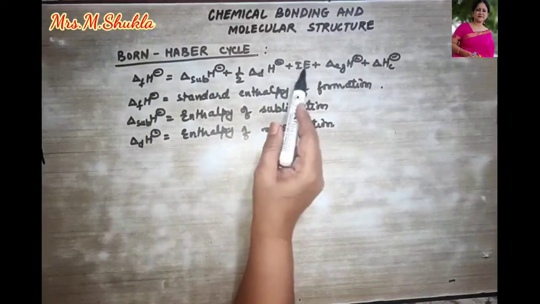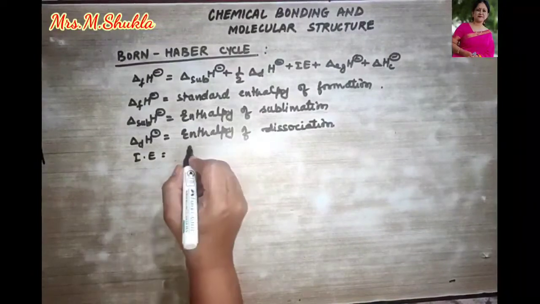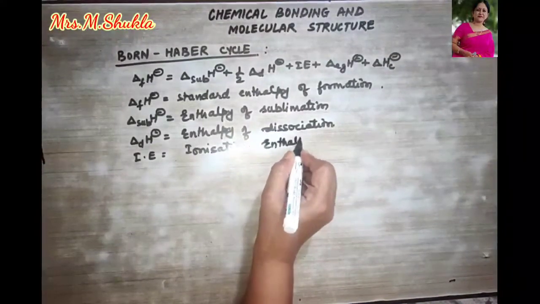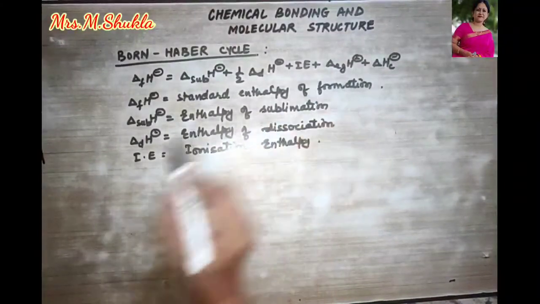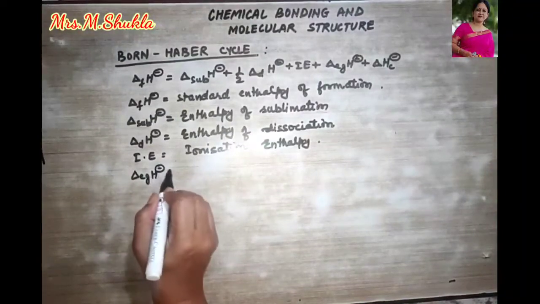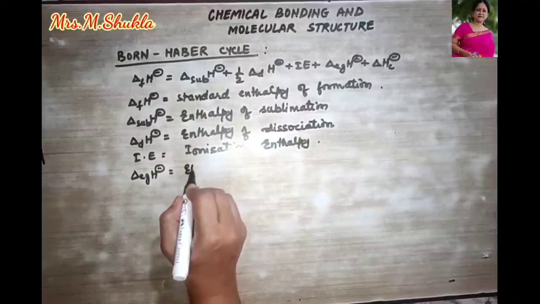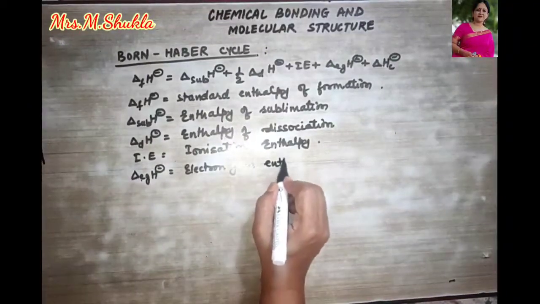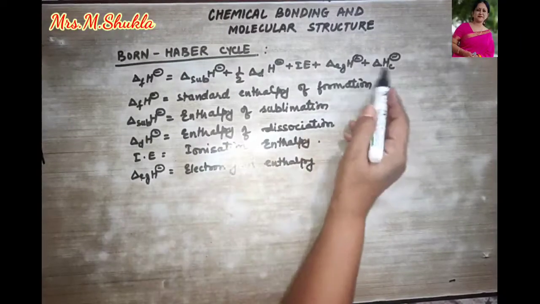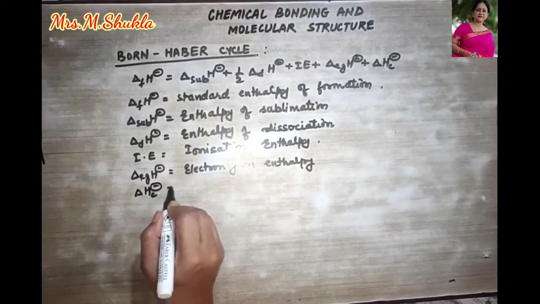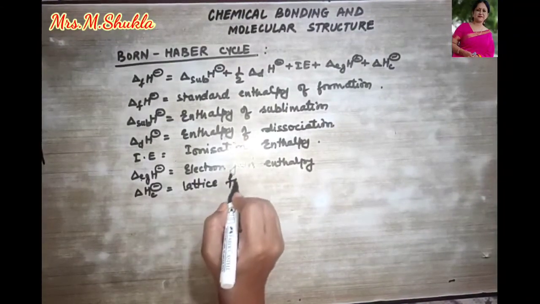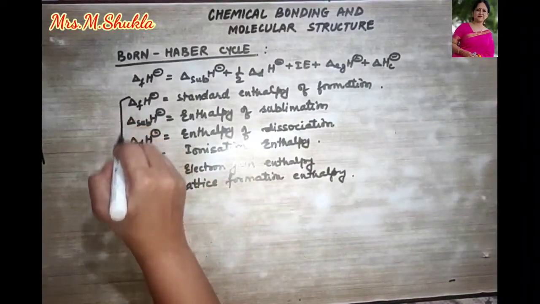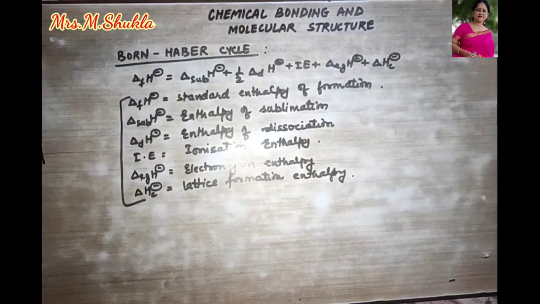Then IE, what is this? This is your ionization enthalpy. Then we have delta EGH. Okay, so what is this? This is your electron gain enthalpy. And lastly we have delta HC. What is delta HC? This is your lattice formation enthalpy.